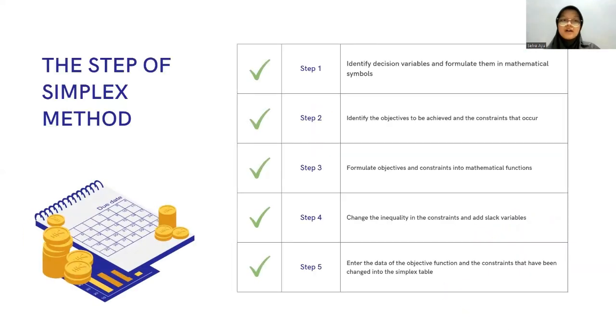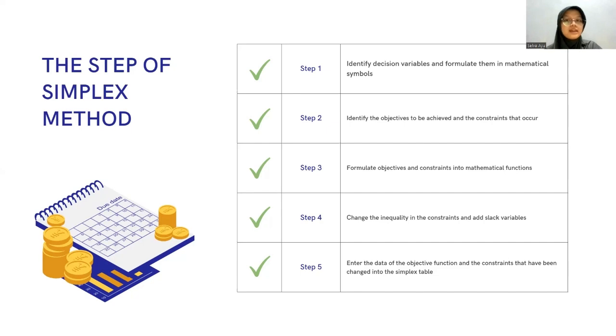And then we have the steps of the simplex method to solve the problem. First step is to identify decision variables and formulate them in mathematical symbols. Second step is to identify the objective to be achieved and the constraints that occur. Third step, formulate the objective and constraints into mathematical functions. Fourth step is to change the inequality in the constraints and select variables. And the fifth step is to enter the data of the objective function and constraints that have been changed into the simplex table.